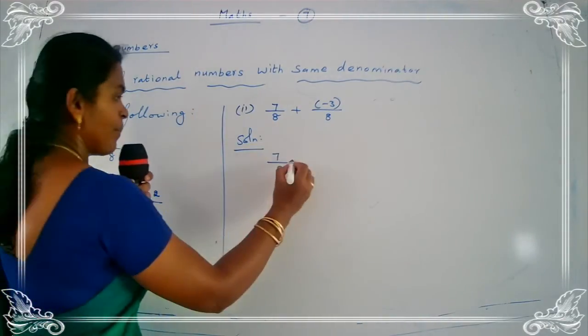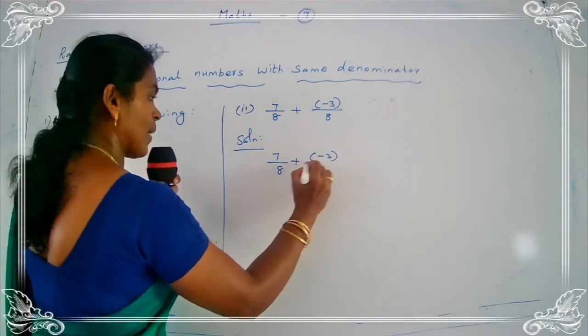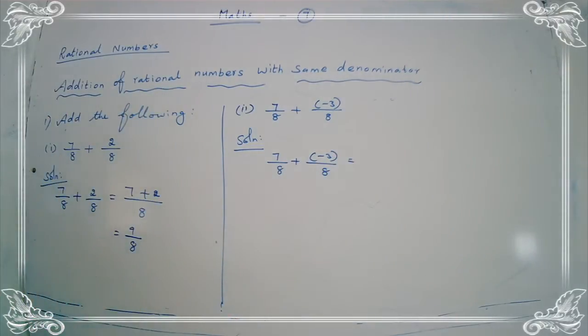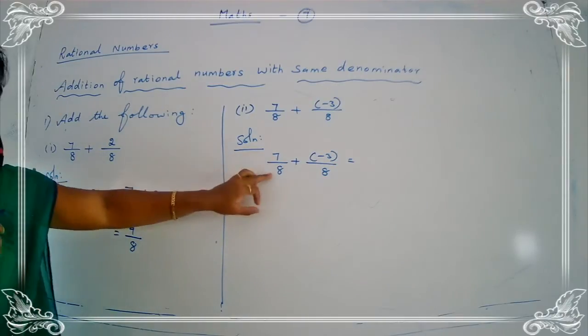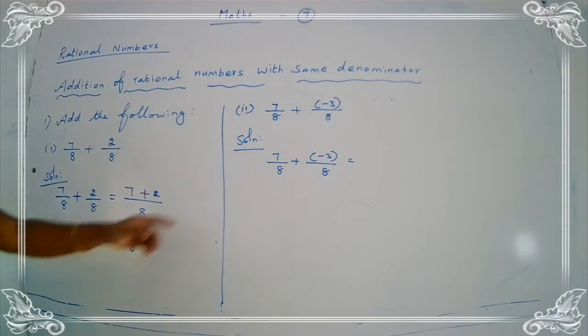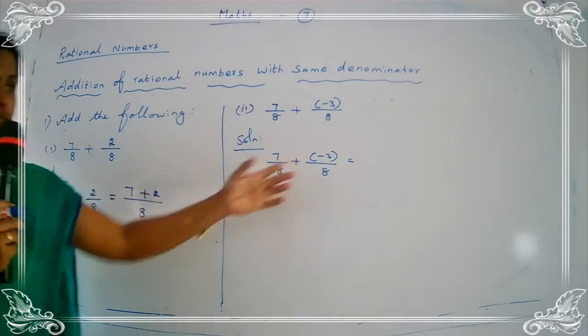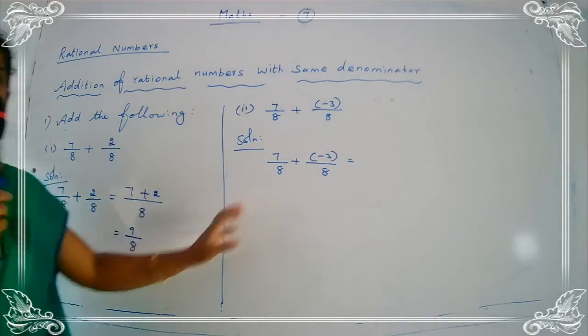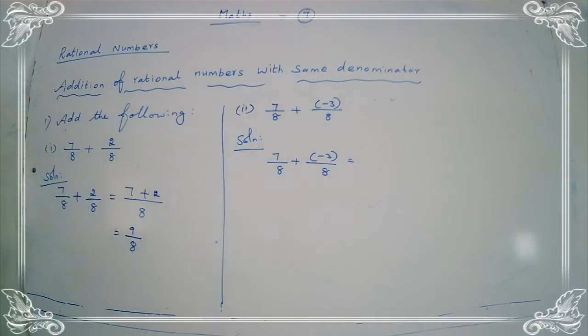Say the answer, 7 upon 8 plus minus 3 upon 8. Okay, this is the standard form only. Yes or no? Yes. 7 upon 8 having no common factors. Minus 3 and 8 between, no common factors. So it is in its lowest term only and your denominator has to be positive. Yes or no? Yes. So now you add only the numerators.